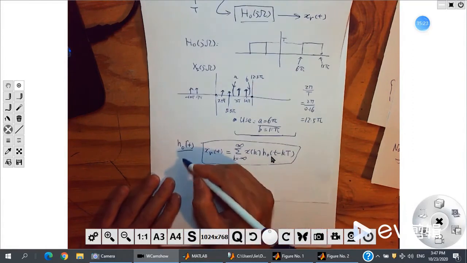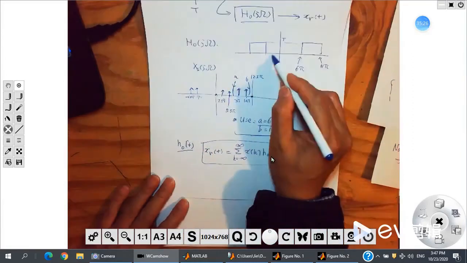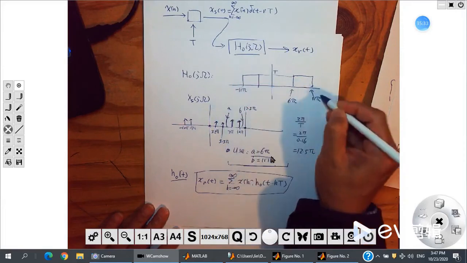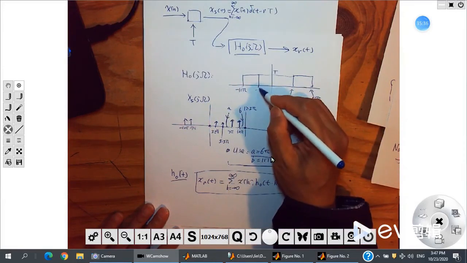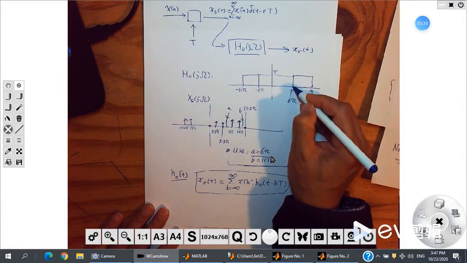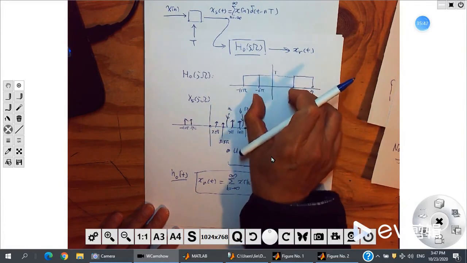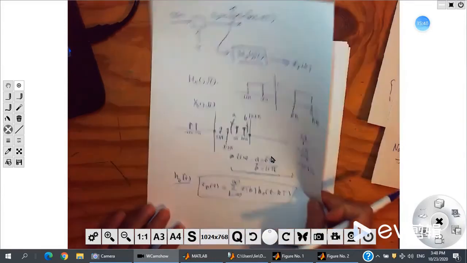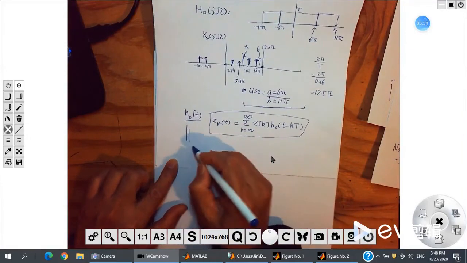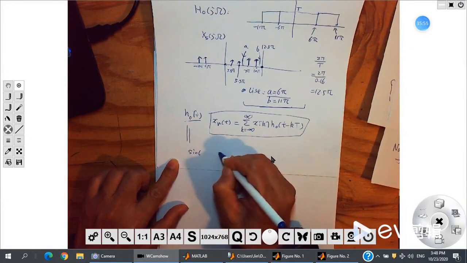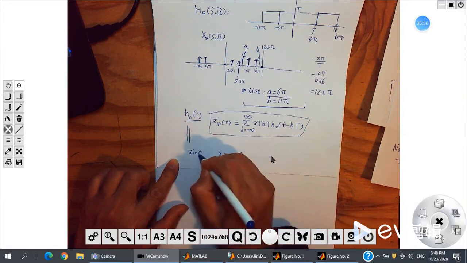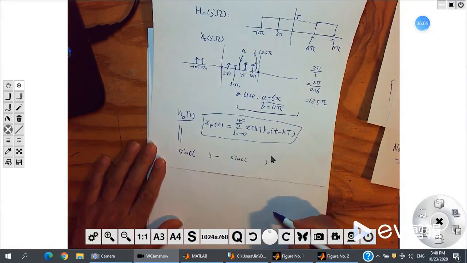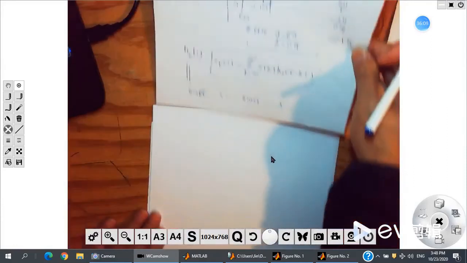H0, this one we can consider as a rectangle minus a rectangle. One rectangle from negative 11π to positive 11π, the second rectangle from negative 6π to positive 6π. So the larger rectangle minus the smaller rectangle gives us H0. Then H0 in the time domain will be a subtraction of two sinc functions, a sinc function minus another sinc function, which looks like this. Okay, we need the coefficient. Let me write here. We know this one.